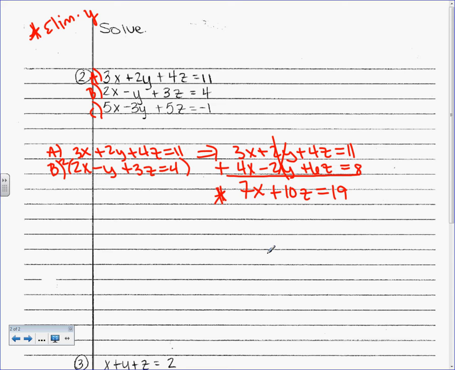Okay? I don't like to circle it because when I circle something, that's telling me that I'm done. I'm obviously not done. I don't have an answer at all. But I'm going to need this again later, and I don't want to lose it. So I put a star. Once I have 2 variables, I put a star there. Okay? So what we just did was step 1.